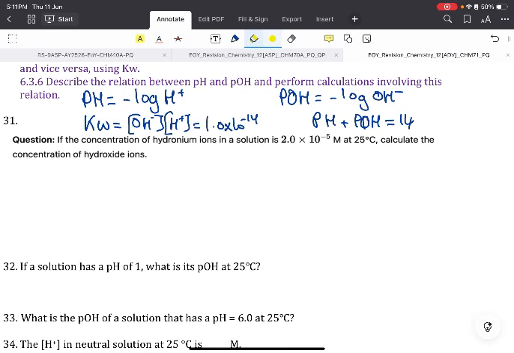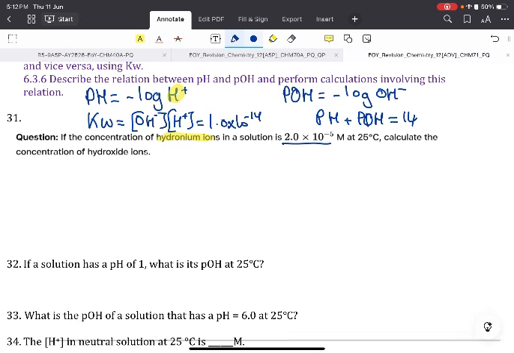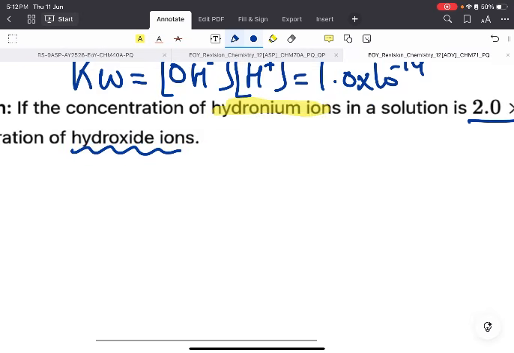Make sure you know the name of each. This is called H plus, or they might refer to it as hydronium ion, because you know pH can also be written as minus log H3O plus. So whether they say the concentration of hydronium ion or concentration of hydrogen ion, we are referring to H plus and H3O plus. If the concentration of hydronium ion in a solution is 2.0 times 10 to the power negative 5, calculate the concentration of hydroxide ion.